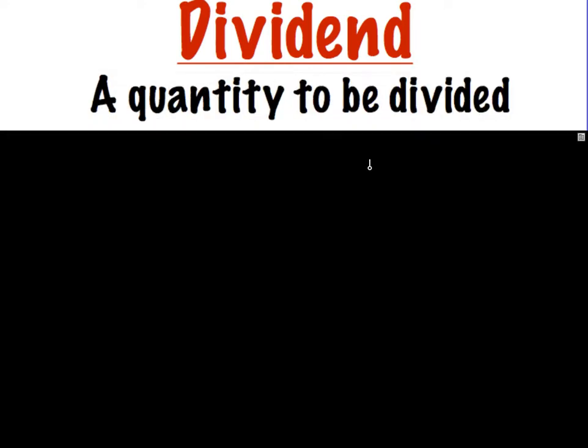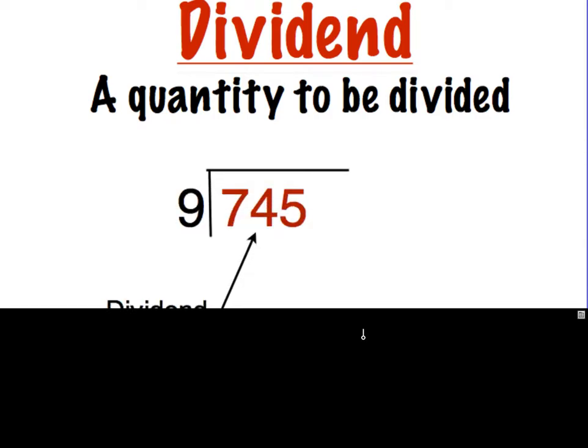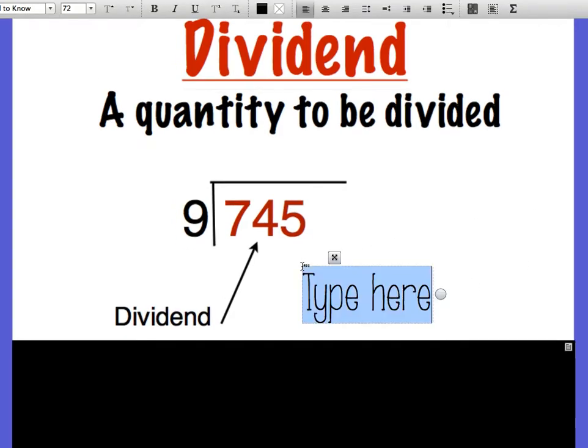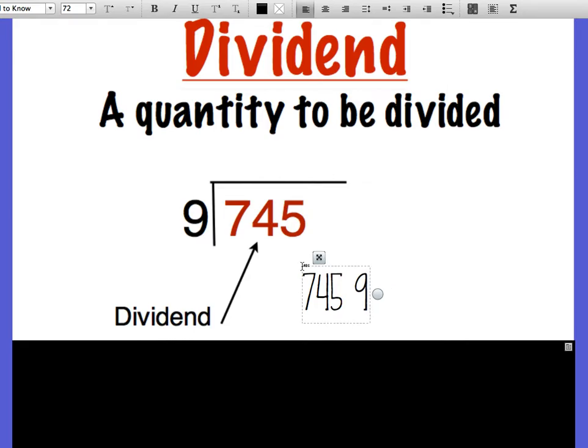Dividend. These are really important ones here that are going to be difficult. A dividend is a quantity that's going to be divided, so it's getting divided. So in this case, 745 is the dividend. So if I were to do 745 divided by 9, 745 would be the dividend. Okay, it's what's being divided into groups.